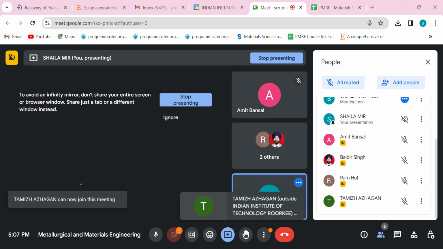Then we have another question that says, which NDT technique will be suitable for micron size subsurface cracks in a steel component? Is it visual inspection, magnetic particle test, ultrasonic test, liquid penetrant test?